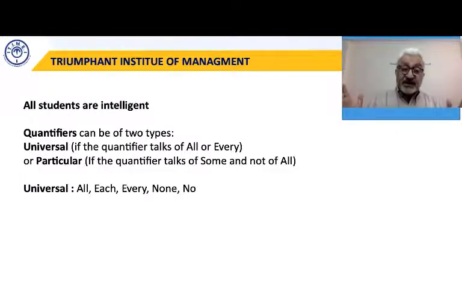For example, if I say all students are intelligent, it means without any exception. What if I say each student is intelligent? In that case, am I still talking about all the students? Each student is intelligent? Answer is yes. When I say each student is intelligent, in that case also, I am referring to all of them.